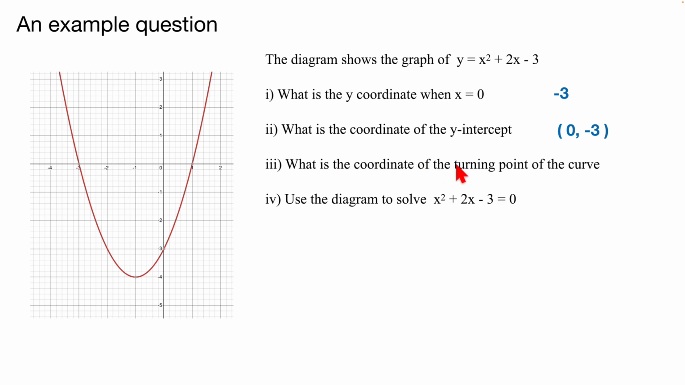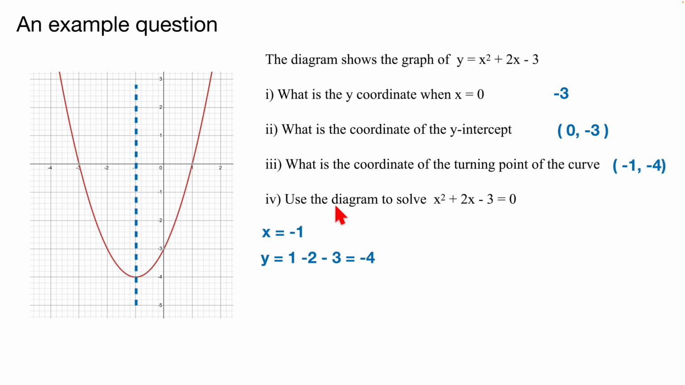What are the coordinates of the turning point of the curve? Well, I can read it off, can't I? I can see that it's minus 1 and minus 4. Or I can say there's a line of symmetry. The middle of it is minus 1, so x is minus 1. And I'm going to put x is minus 1 into this equation. I get minus 1 squared is 1 again. Minus 1 times 2 is minus 2. And there's a minus 3. So that gives me minus 4. So (minus 1, minus 4) is the turning point of the curve.